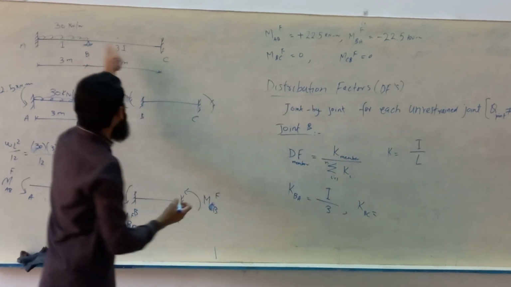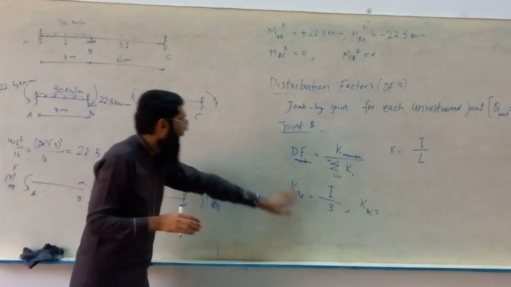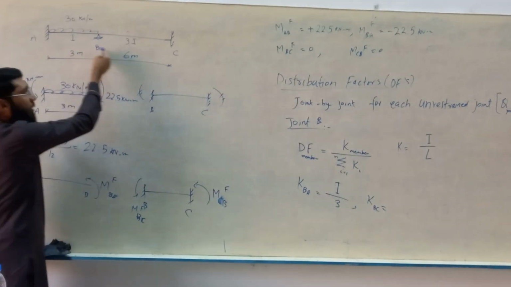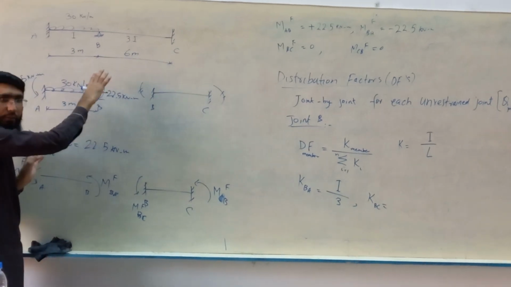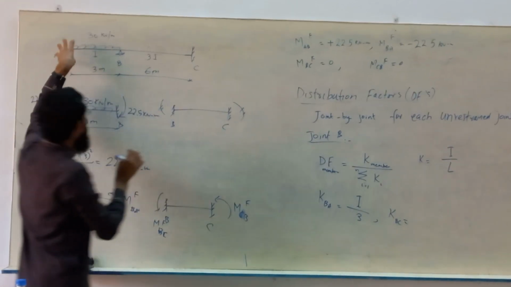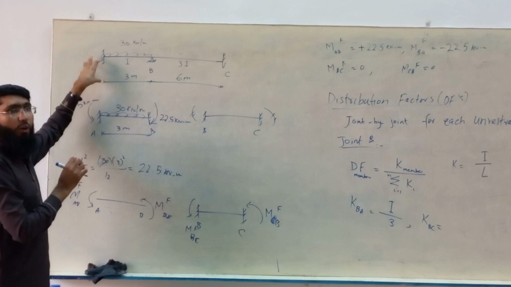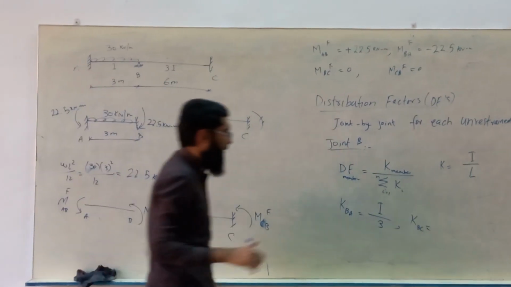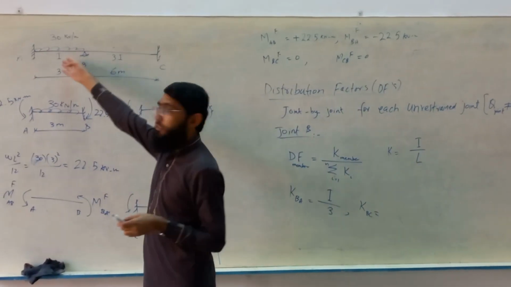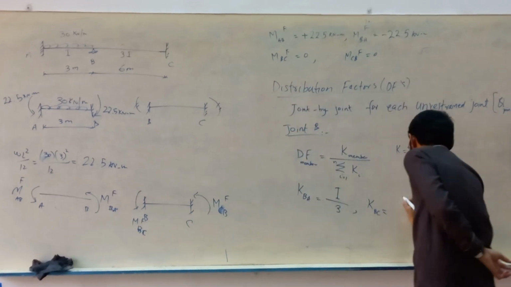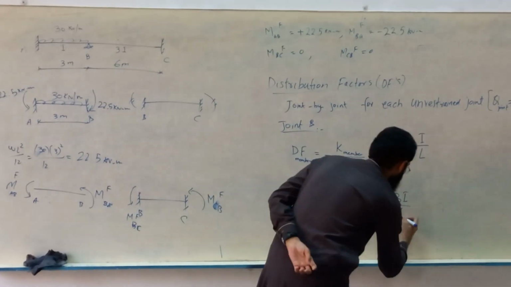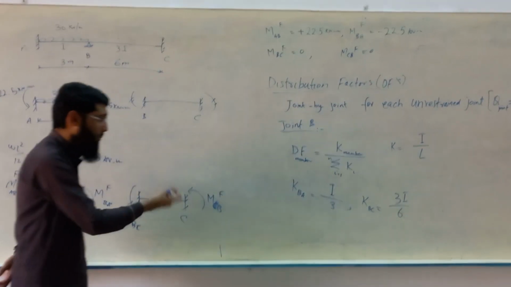And what is K for BC? The other member is BC. Look, I'm not saying AB. The members are BA and BC connected at the joint B. Pay attention to this. AB is connected to this fixed joint, so we're not talking about this joint. We're talking about this joint. BA and BC are connected there. So KBC is, what is the moment of inertia for this member? 3 times I. So we would say this is 3I over, what is its length? 6 meters. Okay. Now you have got KBA and KBC.